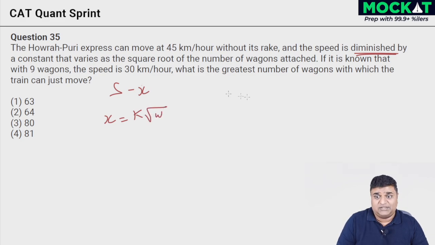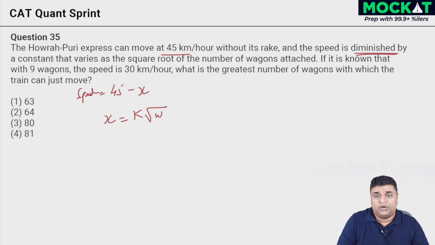Now, what is the speed at which it can travel without its rake? Without its rake means without any compartments or wagons attached. That's 45. That's given to me. So 45 minus x is the speed of the train. And x over here is k root w.